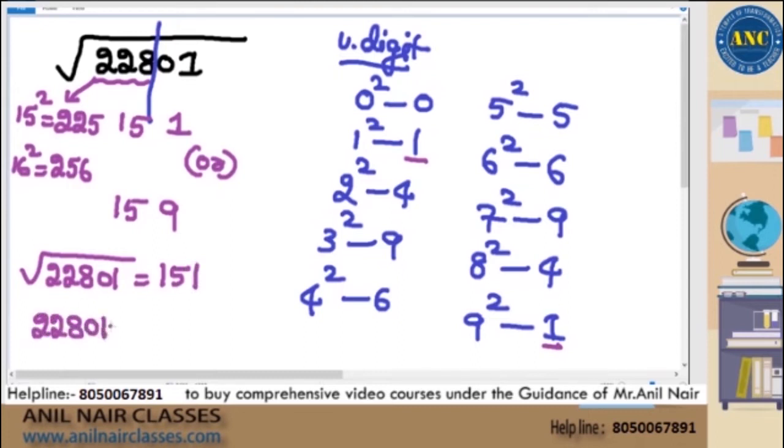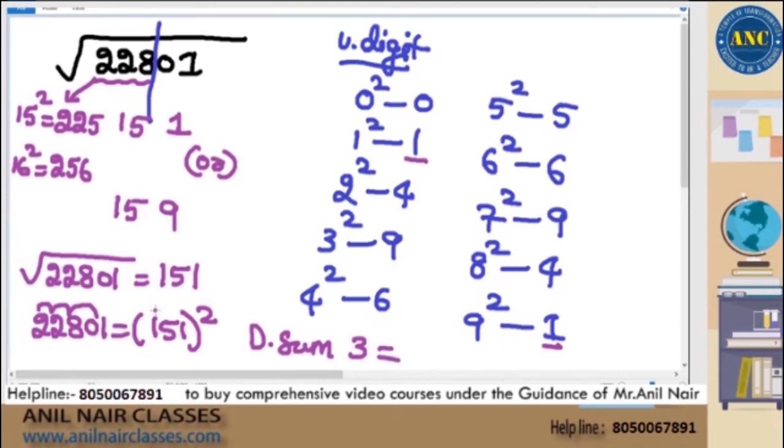22801, convert the square root into square. It is 151 square. 2 plus 2, 4. 4 plus 2, 8. 4 plus 8, 12. 12 plus 1, 13. Digital sum on the left hand side is 13.